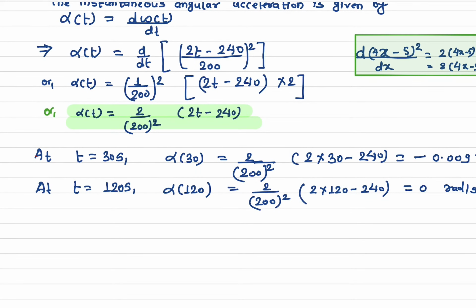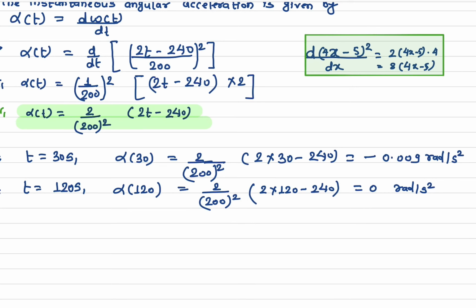Now what I'm going to do is just plug in different times. It is asking at 30 seconds. So what are you going to do? Plug time equals 30 seconds into this equation. 2 over 200 squared, 2 times 30 minus 240, you get a negative value. And at time equals 120 seconds, it is 0. Which makes sense because it has come to a full stop at 120 seconds, or 2 minutes.